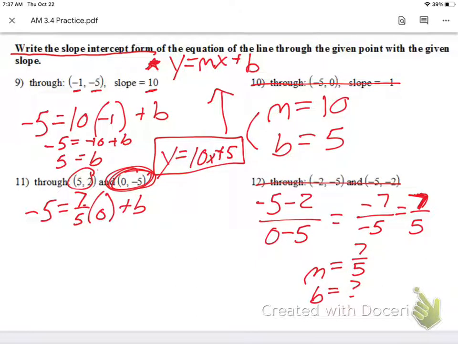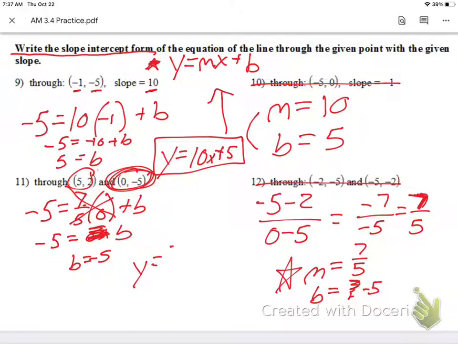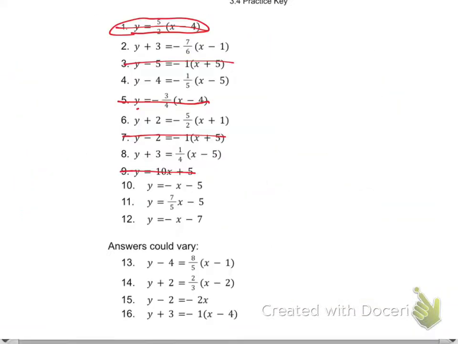And then you can see why using the 0 makes this easy, because this will cancel out, make it just 0. So -5 is equal to 0 plus b. And then if you ever have that, this cancels. So b is going to be equal to -5. So now I know that b equals -5. This is the information that I need right here. So my very final answer is going to be y is equal to 7/5 x minus 5.